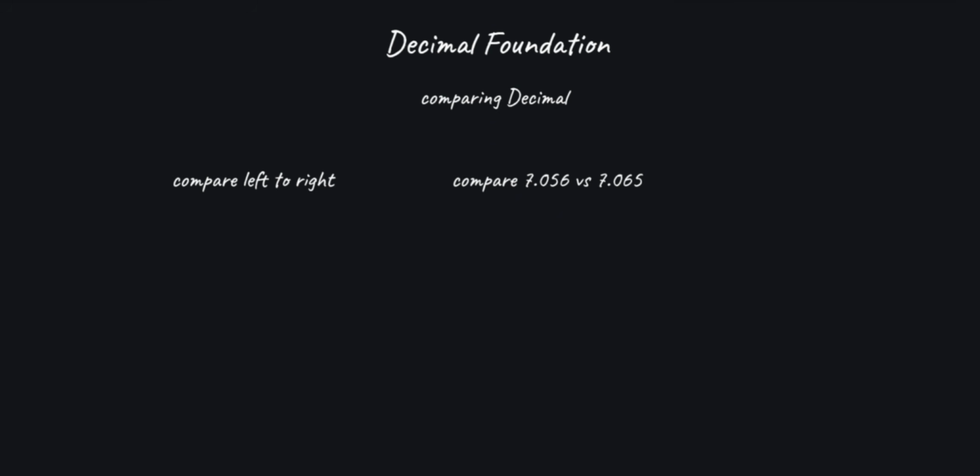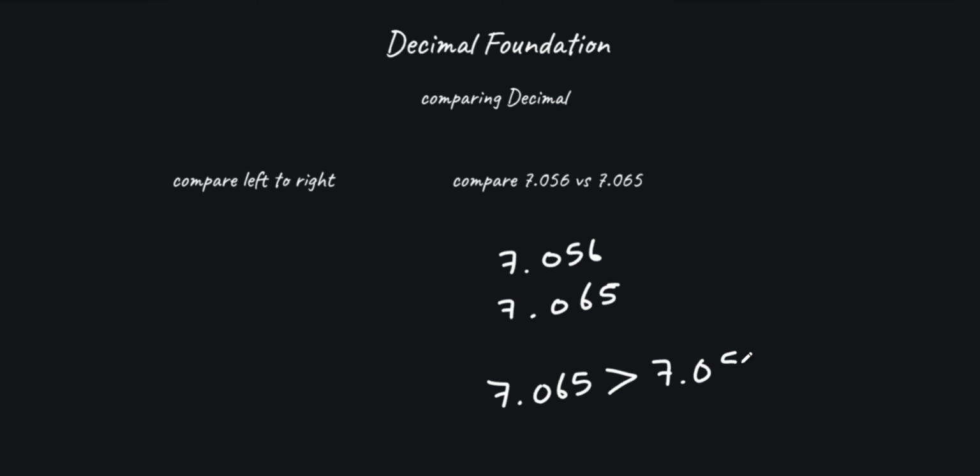Here's another example. Let's compare 7.056 and 7.065. You do notice that they do have the same number of decimal places. So 7 is the same, 0 is the same, 5 is less than 6. So this is greater than the top one. So I would say 7.065 is greater than 7.056. And that is your answer.